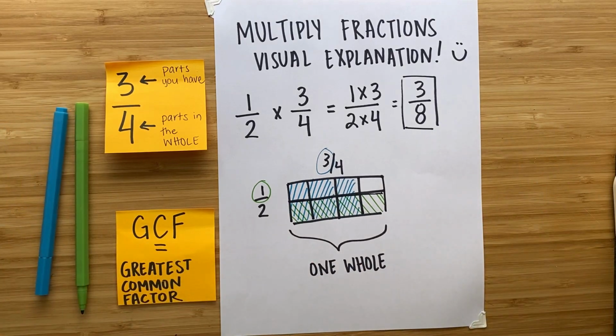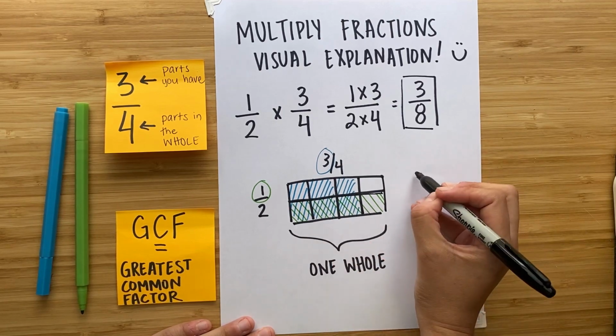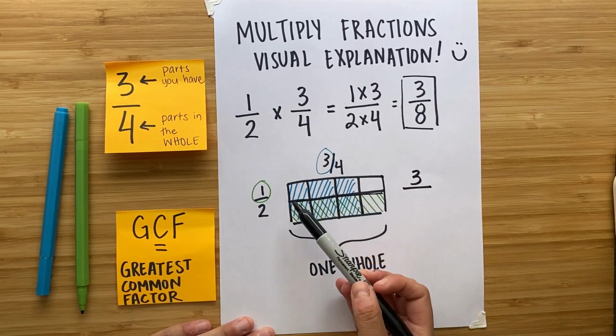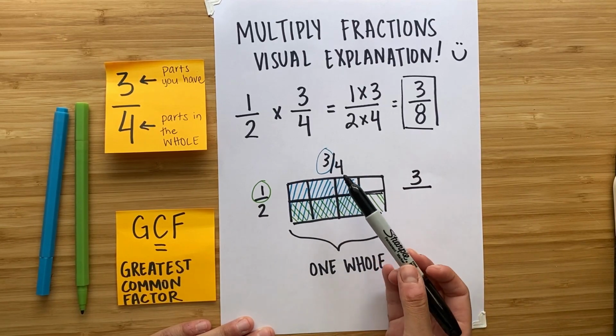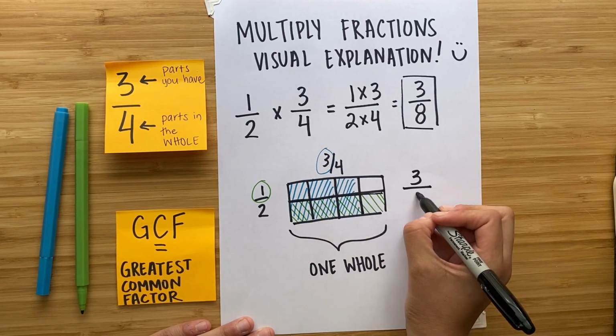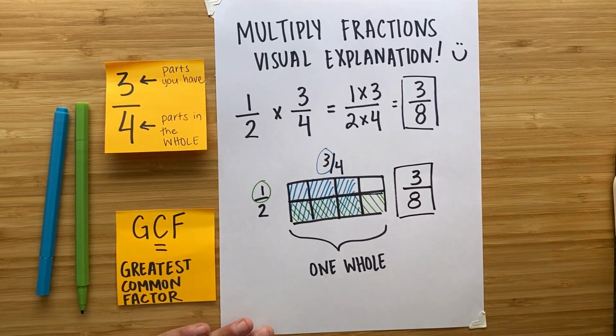And now all we need to do is count up where those pieces overlap. So I have 1, 2, 3 pieces. And then in total, how many parts do I have in total? 1, 2, 3, 4, 5, 6, 7, 8. 3/8.